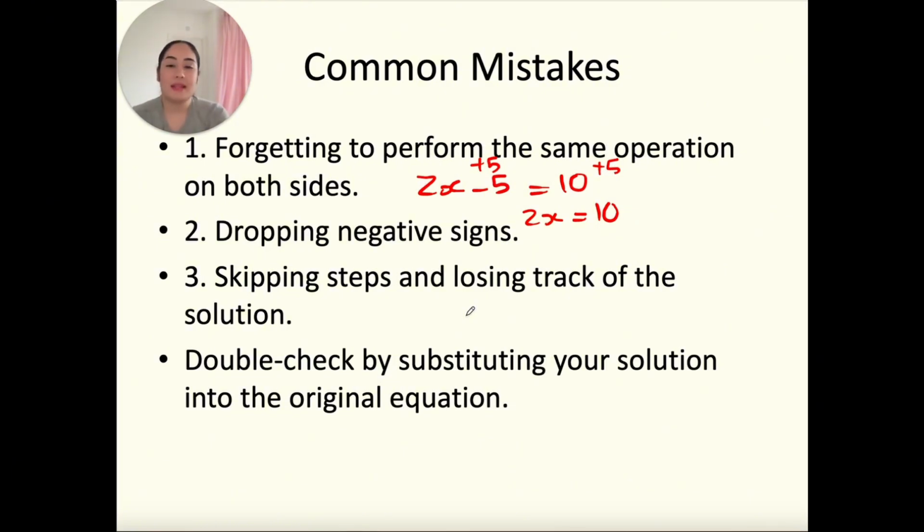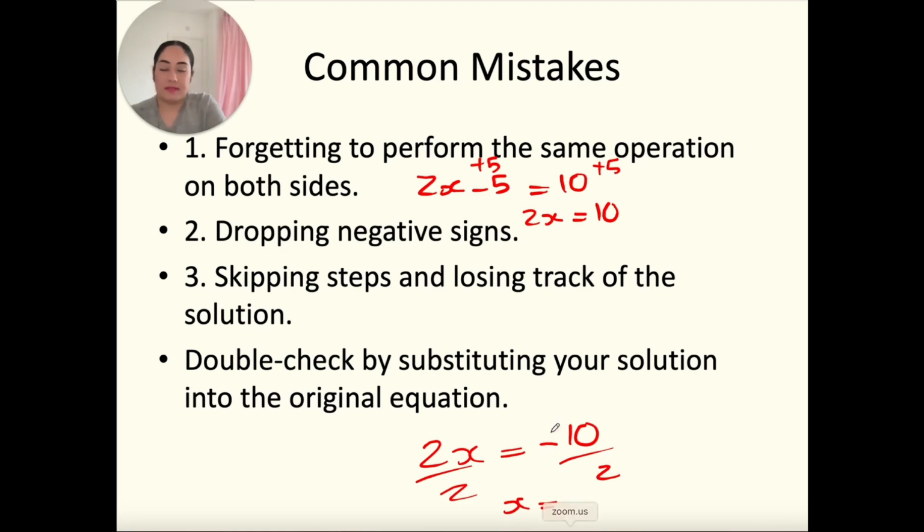And then dropping negative signs. Remember when we were looking at 2x is equal to, let's say, minus 10, and then to isolate the variable, we divide both sides by 2. We were looking at something similar to this: x is equal to, a negative divided by a positive is going to give us a negative. So the final answer would be minus 5 and not 5.